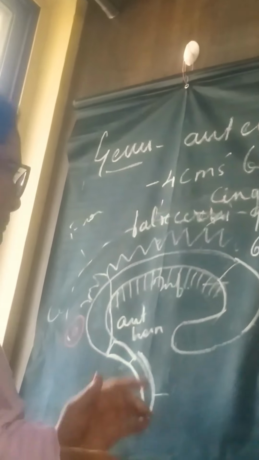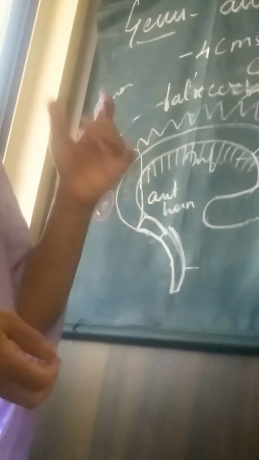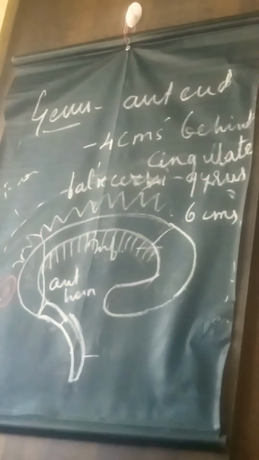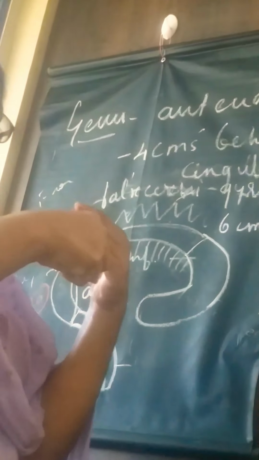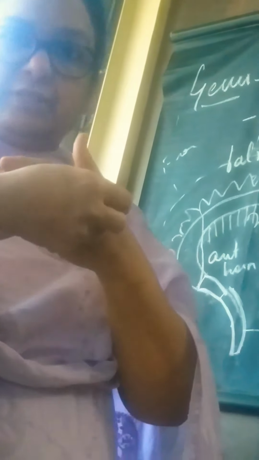So to repeat the whole thing again, you have the rostrum, the genu, the trunk, and the splenium. The splenium has more relations, which I will let you know just now. First, the relations of the splenium. It has a superior surface, an inferior surface and a posterior surface.